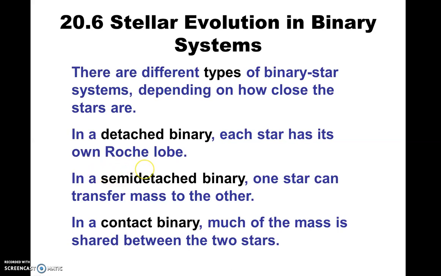And then there's semi-detached, where one star can start to transfer matter onto the other star. Usually it's the more massive star that is accumulating matter, and we'll go into that. And then there are two stars that are actually in contact, because when a star starts to die, it cools down and expands, right? These things can come into contact. So you can have detached binaries that will eventually become contact binaries, just because the shells of material get larger and larger.